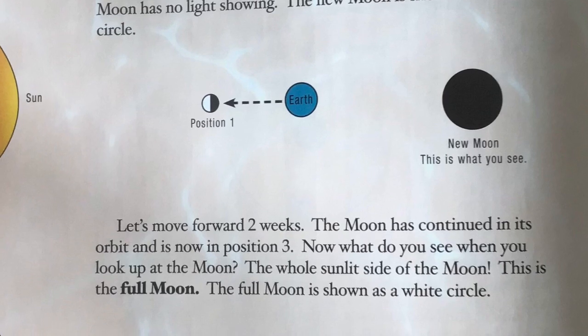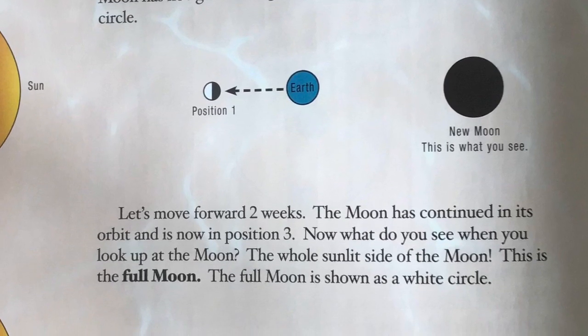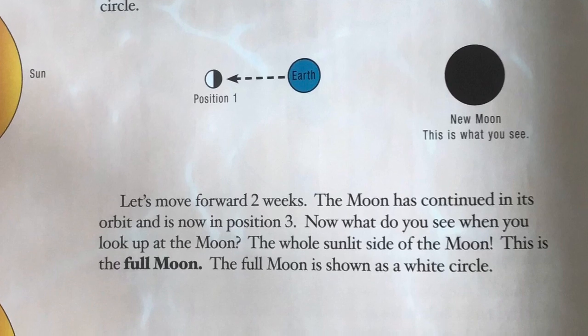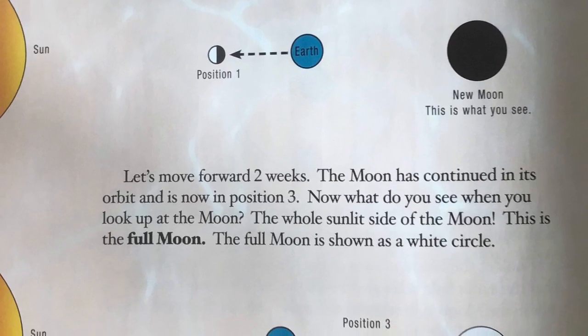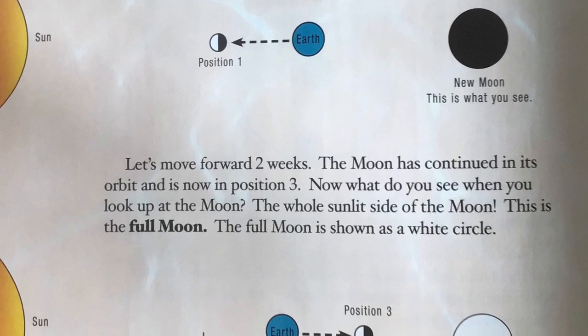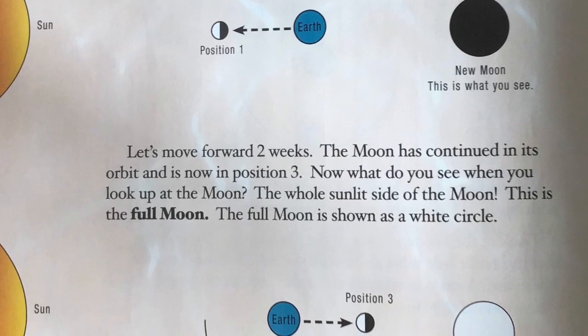So let's move forward 2 weeks. The moon has continued in its orbit and is now in position 3. Now what do you see when you look up at the moon? The whole sunlit side of the moon. This is a full moon. The full moon is shown as a white circle.